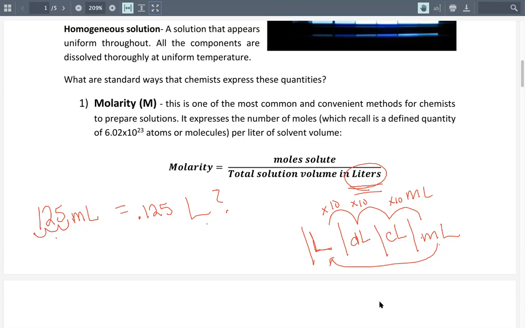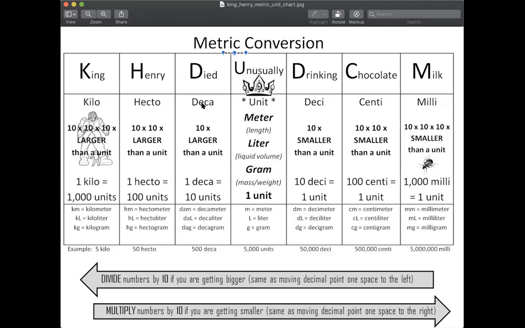Okay, let's try that. This is my metric conversion chart that shows me the whole chart from kiloliter at the extreme left end, hectoliter, deciliter, and then in the middle is the unit, either meters, liters, or grams. And then I have deci, centi, milli. So that's how this conversion works.